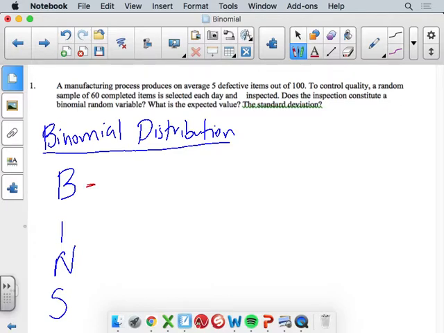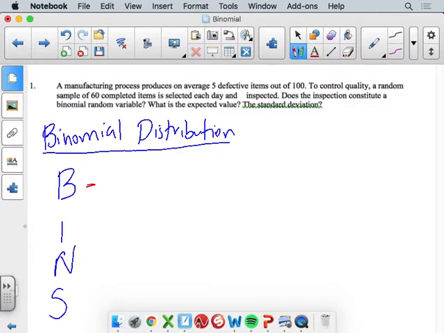So B means binary, and bi means 2. It means there are 2 options. Is it this or did you get this? We're wondering, did you get accepted to Penn State or did you not get accepted? Did you get COVID or did you not get COVID? Did you win or did you lose? Did you get heads or tails? There's 2 options. Huh? Can it only be 2? Yeah, we're just caring about did you get this or not?